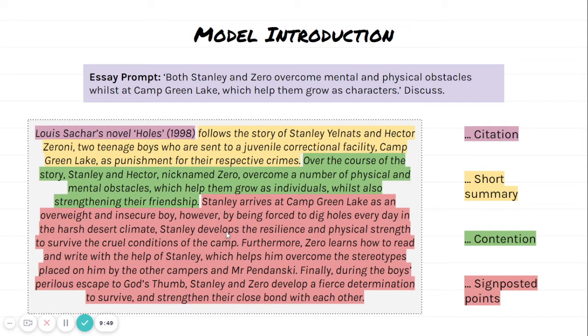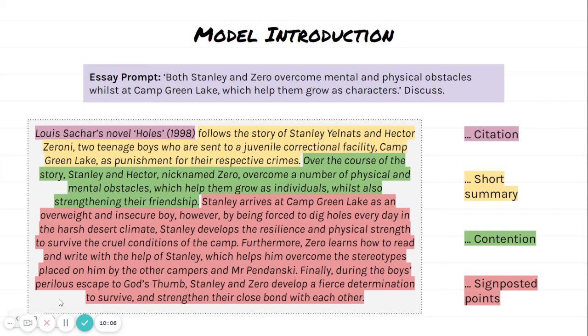That is my first main idea, which means that's the main idea that I'm going to be analysing in my first body paragraph. Furthermore, Zero learns how to read and write with the help of Stanley, which helps him overcome the stereotypes placed on him by the other campers and Mr. Pendanski. That is my second main point, which means that's what I'm going to be talking about in my second body paragraph.